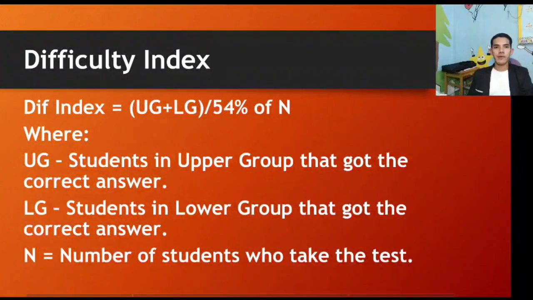Okay, we have difficulty index. Again, I will explain: difficulty index is to determine the level of difficulty of a test item. Gaano ba kahirap yung isang test item? So, the formula is UG plus LG divided by 54% of N. Wherein UG is students who get the correct answer in the upper group, LG is students who get the correct answer from the lower group, and N is the number of students who take the test.